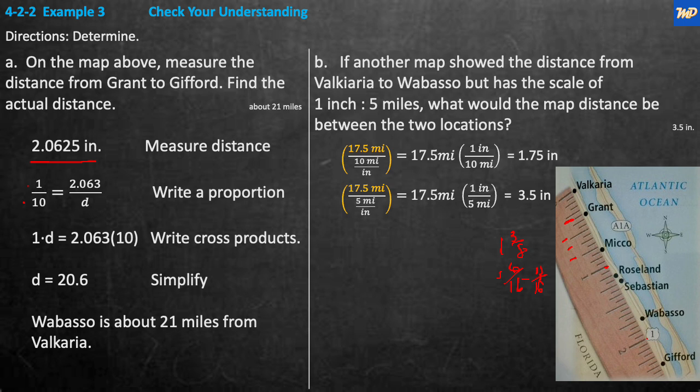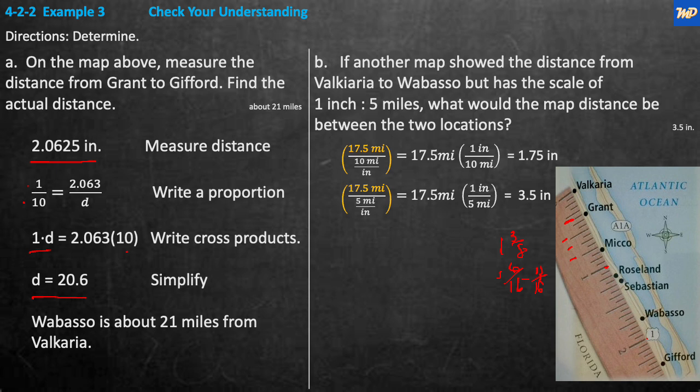So we're going to multiply the d times the 1 over here on the left, and we're going to get 1d, and we're going to multiply 10 times the 2.063 on the right, and we're going to get d is equal to 2.063 times 10. And then when we simplify, we're going to get d is equal to 20.6 miles. So Grant to Gifford is 20.6 miles.